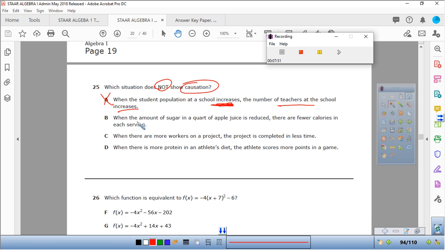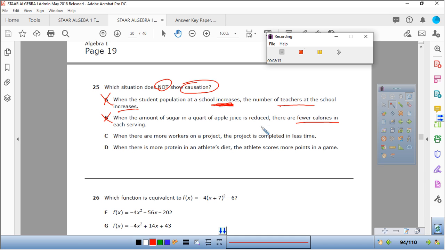When the amount of sugar in a quart of apple juice is reduced, there are fewer calories in each serving. Ooh, that's kind of crazy. What do y'all think? Is that true or false? I think that one does happen. But to me, it's kind of biased because of what you don't know about calories, okay? But yeah, that one does happen. That is causation. All right?